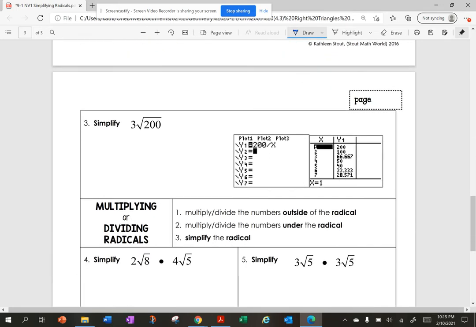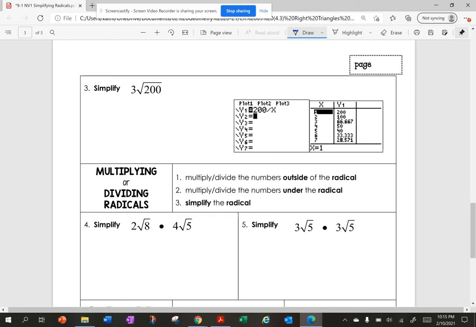Okay, let's try another one. I want to simplify 3 times the square root of 200. I'm going to put 200 divided by x. I'm looking for my largest perfect square, and I see 100. So 100 is a perfect square. So this is 100 times 2. This is going to be 3 times the square root of 100 times the square root of 2.